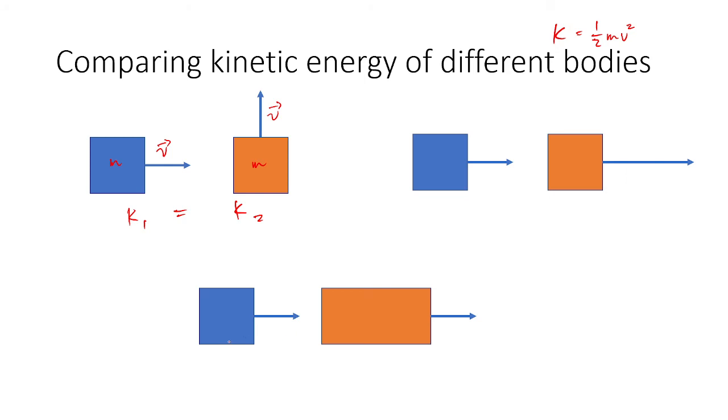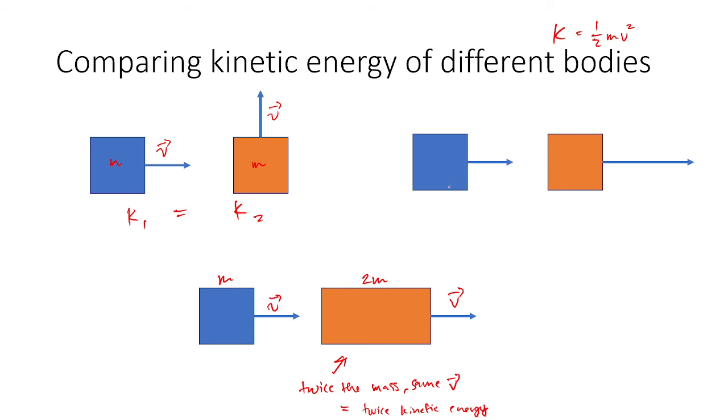Okay. How about these two? If we notice, we have here a mass, right? And we have here, say, twice the mass of this one, and their velocity is similar. So what happens? For this one, the kinetic energy is actually twice the kinetic energy of this one. Okay? So this one has twice the mass, same velocity, which is actually equal to twice the kinetic energy.